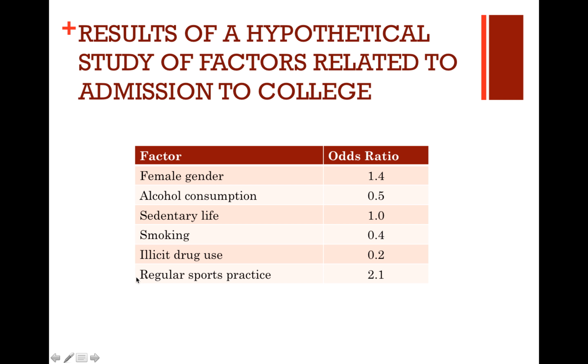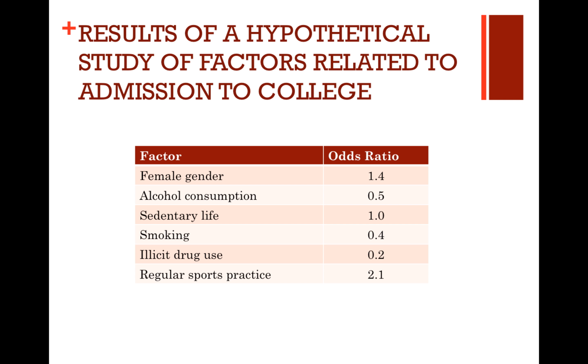That being said, individuals who participate in regular sports practice are much more likely to be admitted to college, right? So that's bigger than 1. They're 2.1 times as likely. So it's important that you understand that, and we'll practice that, and you'll get some practice in your homework assignments as well. But I will tell you, for the exam and going forward in public health, it's important that you know how to interpret those risk factors.